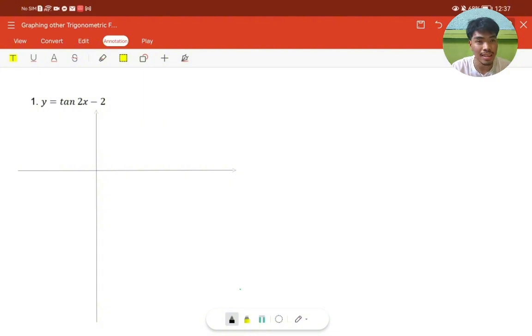So the baseline is the vertical shift. The entire graph moves down 2 units, so the baseline is at negative 2.